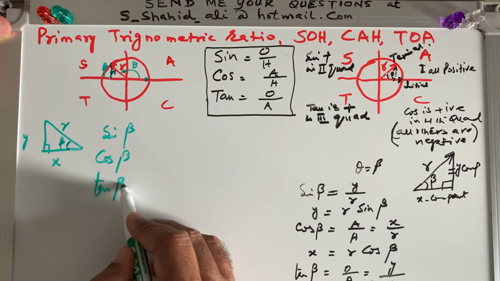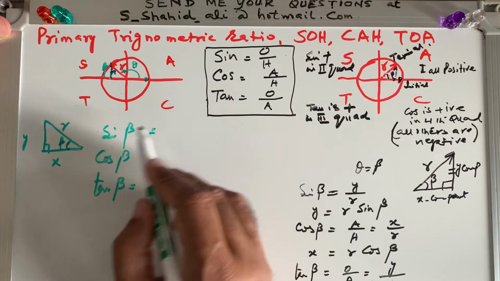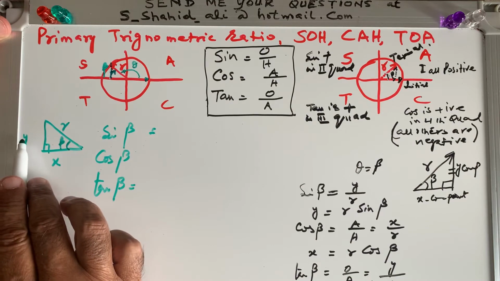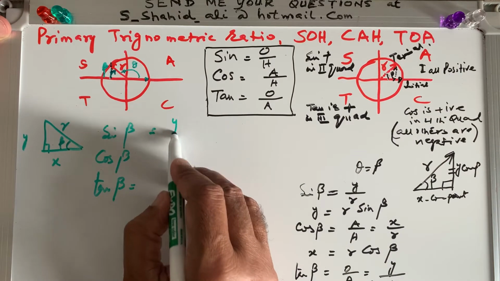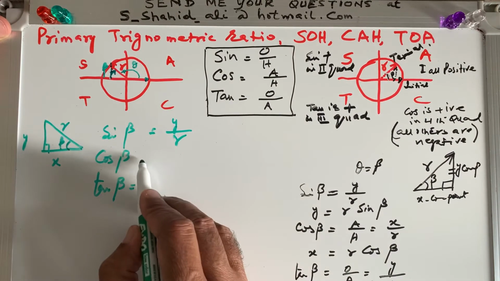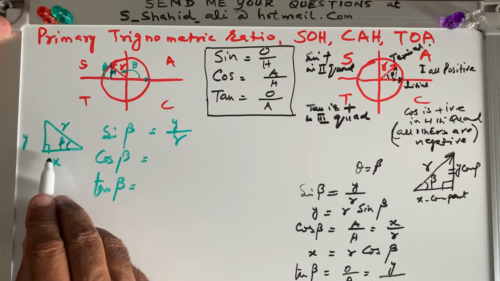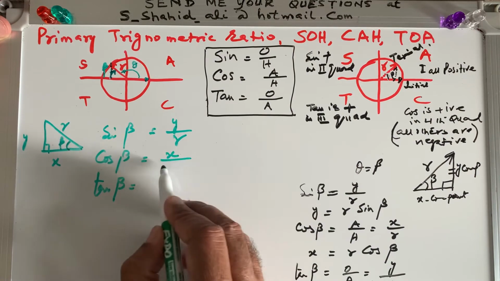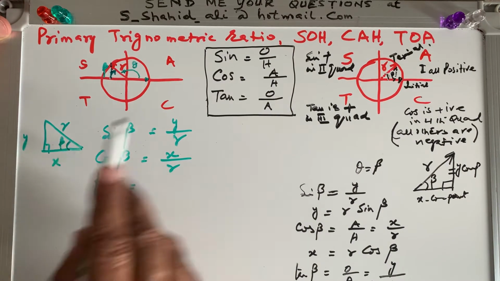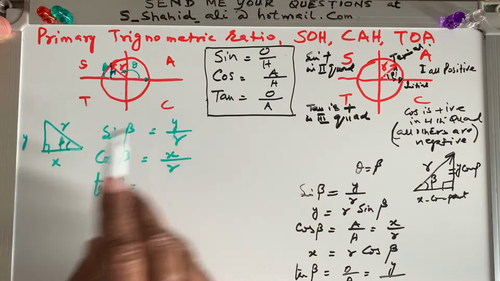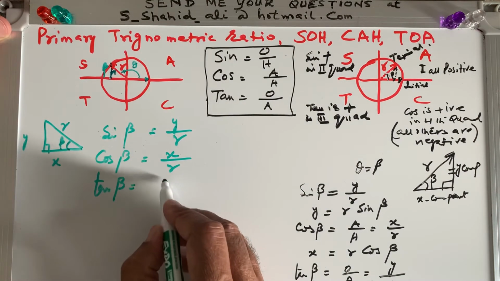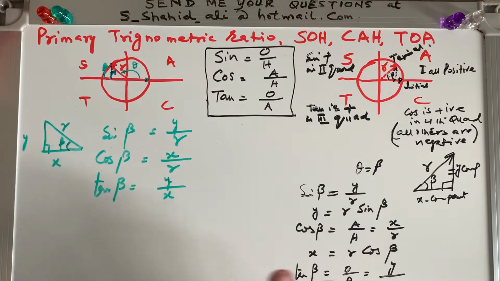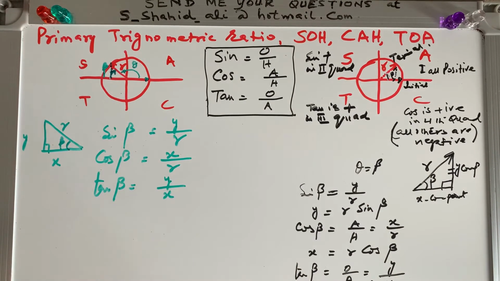Again, the same thing, right? Sine beta is O over H, opposite over hypotenuse. So opposite is y over hypotenuse r. Cos beta is adjacent over hypotenuse, so x over r. Tangent beta is O over A, opposite over adjacent, y over x. Same thing, right? So this is just a relation. We are just revising everything.